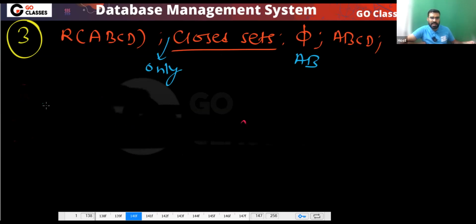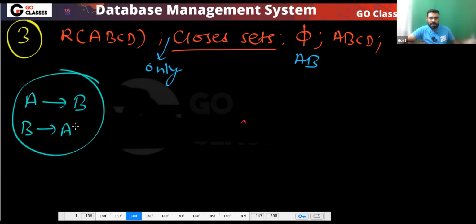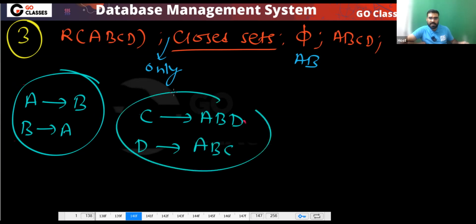This is the final conclusion. Let me give you the final answer. A will determine B, B will determine A, and C will determine everything, and D will determine everything. This is your final answer.